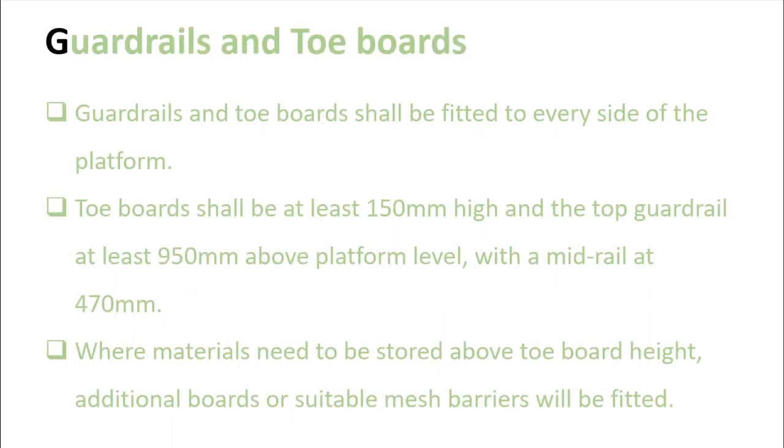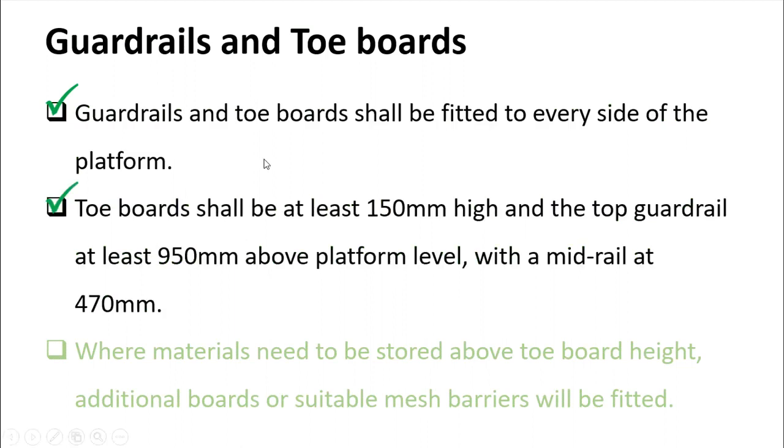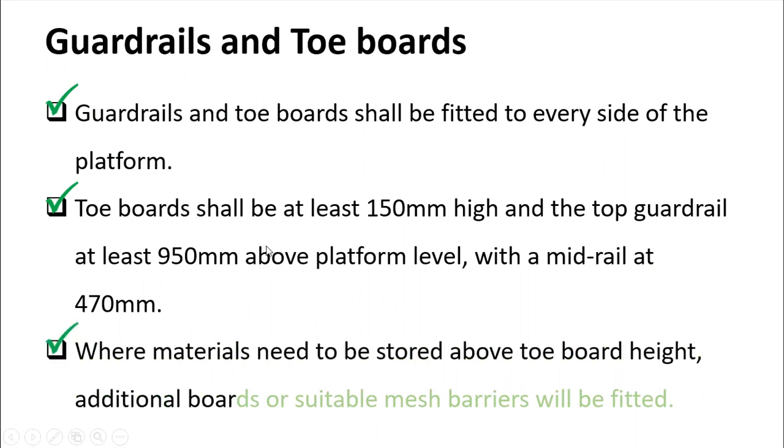Okay, so guardrails and toe boards shall be fitted to every side of the platforms. Make sure that all the guardrails and toe boards are fixed on every side of the platform to prevent personnel from falling, and also to stop falling objects. Toe boards shall be at least 150 mm in height, and top rail at least 950 mm above platform level, with a mid rail at 470 mm.